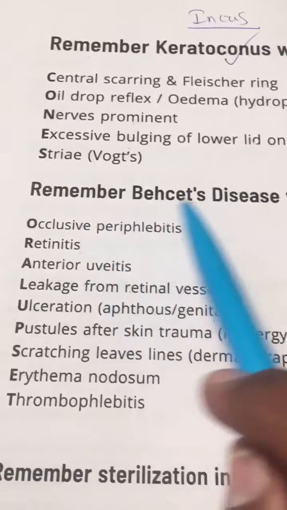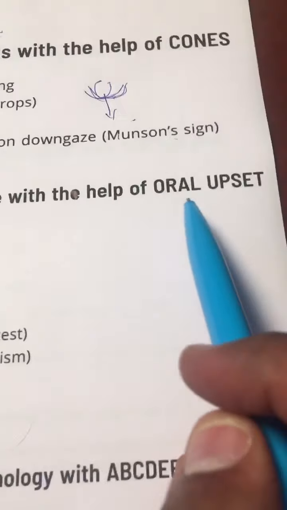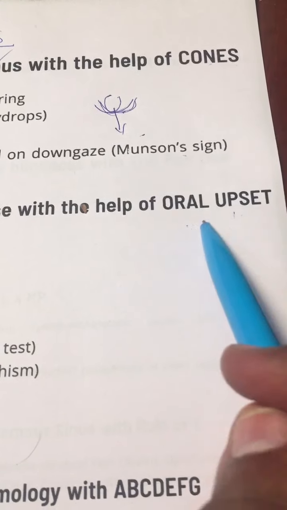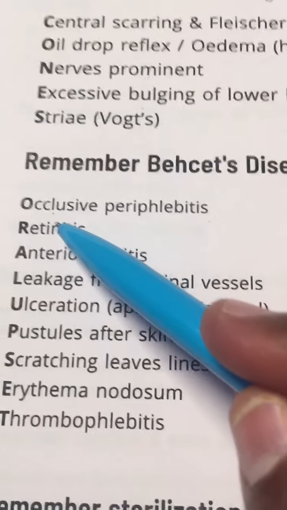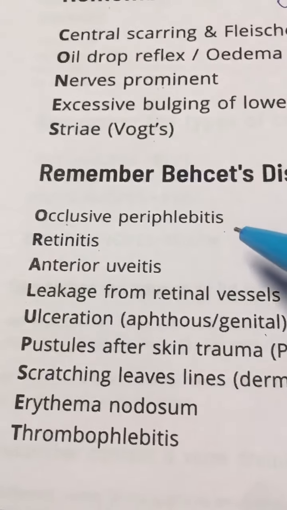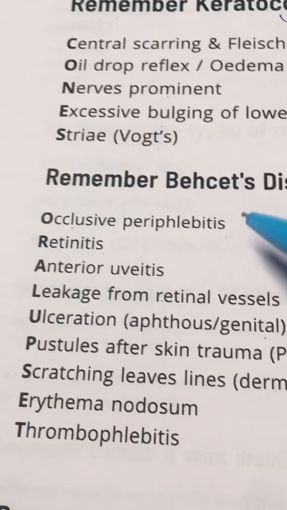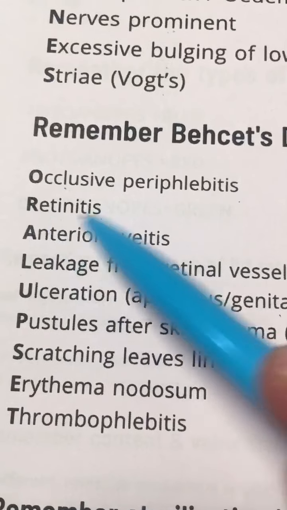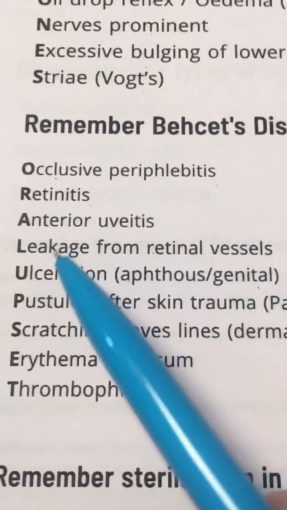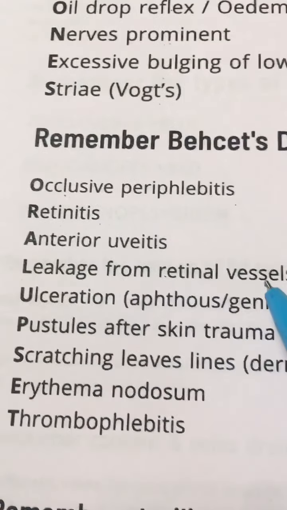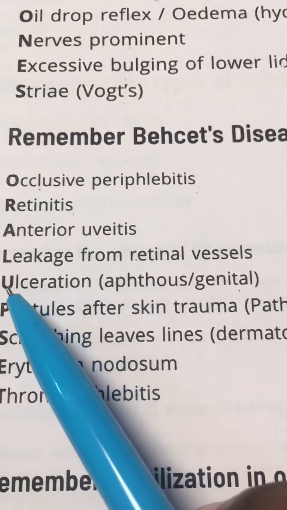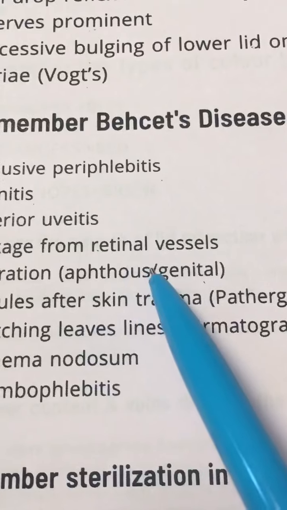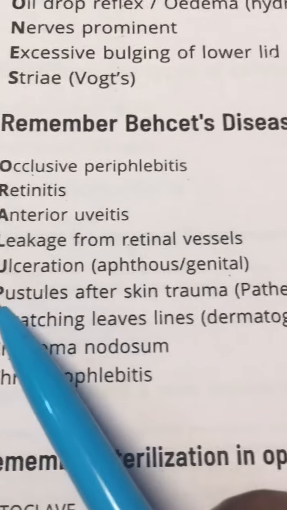So how do you remember Behçet's disease? You can remember ORAL UPSET. Behçet's disease is well known for the oral ulcers, no? So you remember ORAL UPSET. So what do you have in Behçet's disease? Occlusive periphlebitis. Around the veins there is inflammation. Then retinitis, anterior uveitis. And if you happen to do fluorescein angiography, there is a leakage from the retinal vessels. There is an ulceration, both aphthous and also genital ulceration.